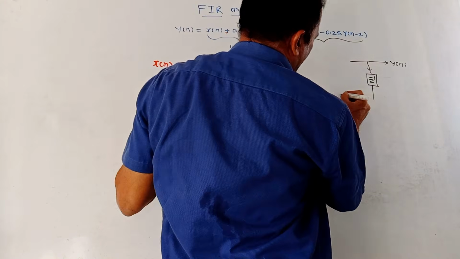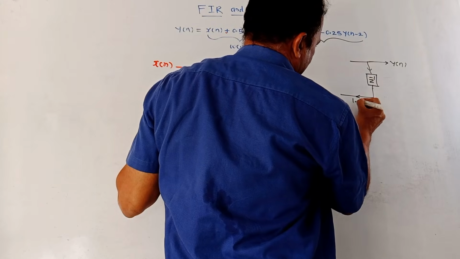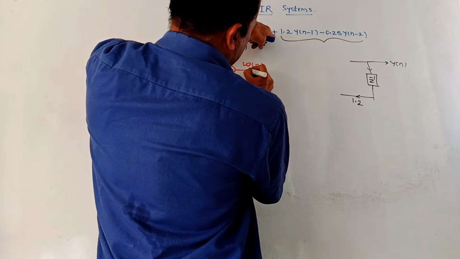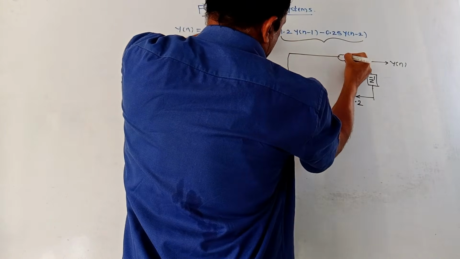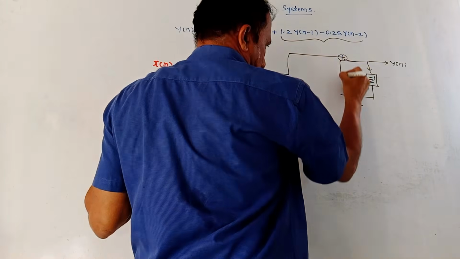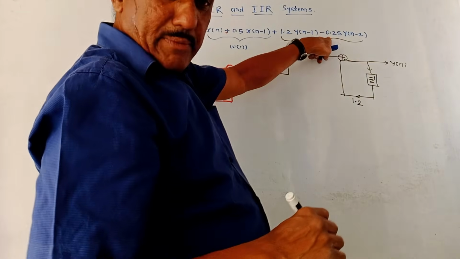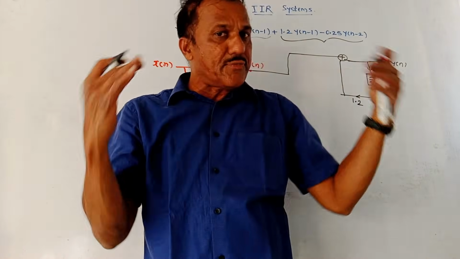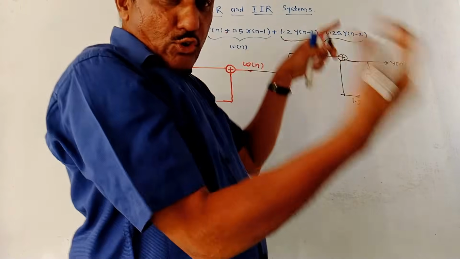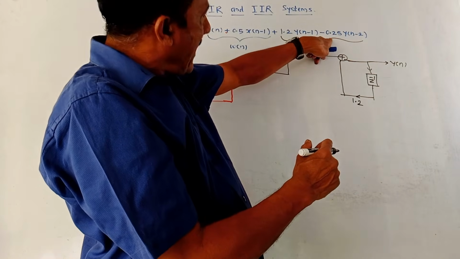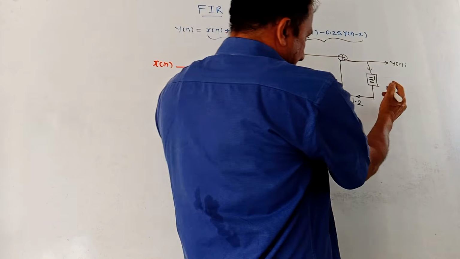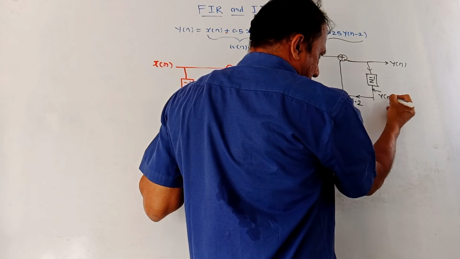It is multiplied with 1.2. So I will write here 1.2. Then it is added with w of n. w of n is coming from this point. So I will draw one adder over here. So it is added with w of n and I will complete this connection like this. Next term is minus 0.25. Do remember there is no subtractor block as such while drawing the structure. We have to make use of adders only, but I have to arrange this term minus 0.25 y of n minus 2. Similar to the earlier case, at this point you are getting y of n minus 1.